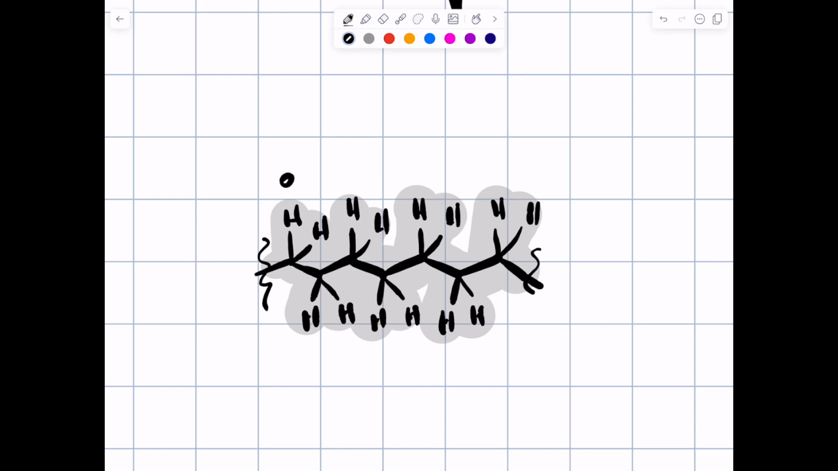What that does is that makes the remaining hydrogen bonds between water molecules in this immediate vicinity shorter and stronger to compensate. And shorter and stronger bonds mean that the water molecules in the immediate vicinity of the hydrocarbon are no longer moving around quite as much.